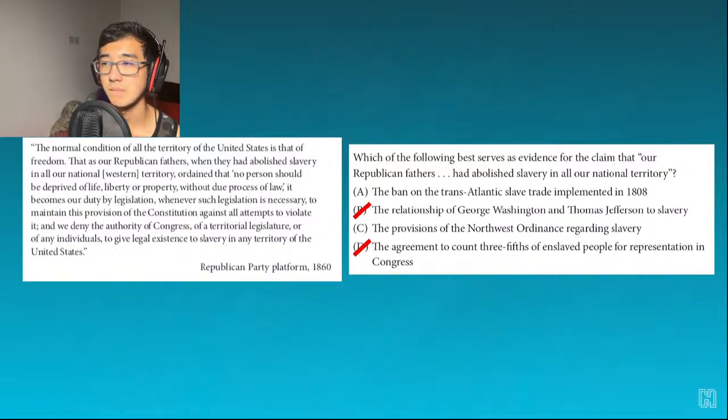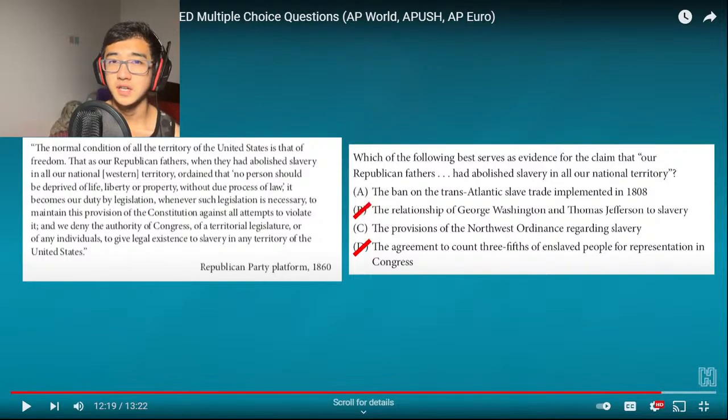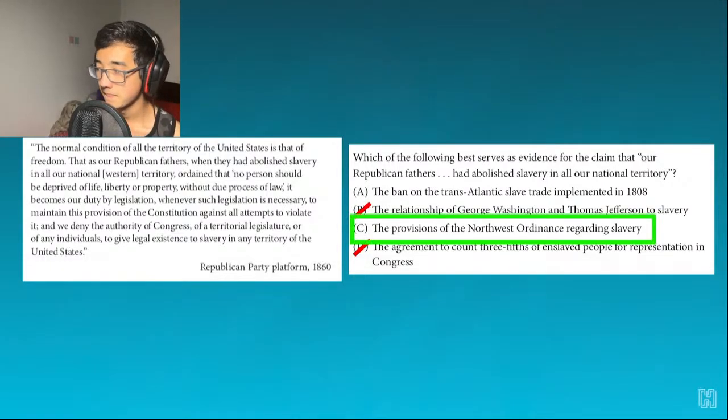The distractor is A, because it kind of sounds true. It can definitely be used to say that slavery is a bad thing. But it's wrong, because the ban of the transatlantic slave trade had nothing to do with abolishing slavery in the territories, certainly not in the Western territories. So I guess what he's saying is banning trade doesn't necessarily ban slavery throughout America. So yeah, I think the strategy here is just process of elimination. Don't look for the right answer, look for all the wrong answers. The right answer is C, the provisions of the Northwest Ordinance regarding slavery.